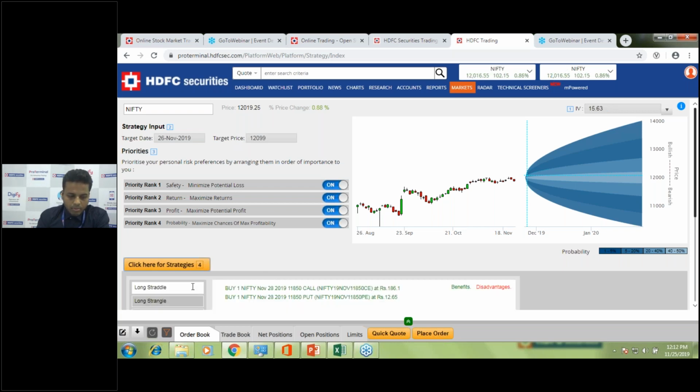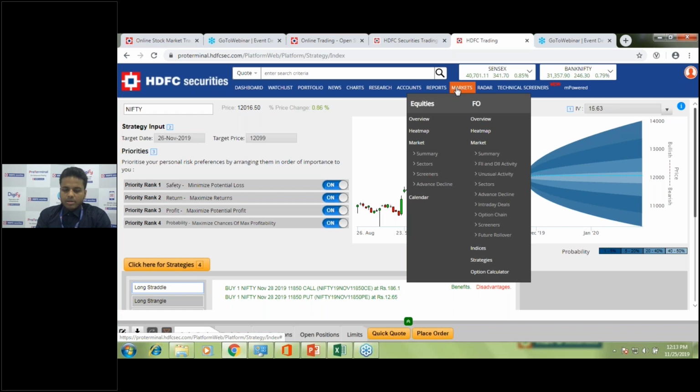So it has given me long straddle, a couple of long straddles. It told me to buy one lot of Nifty 11,850 call option at 186 rupees, and one lot of Nifty 11,850 put option at 12.65 rupees. Just like that, we also have an option calculator and index.